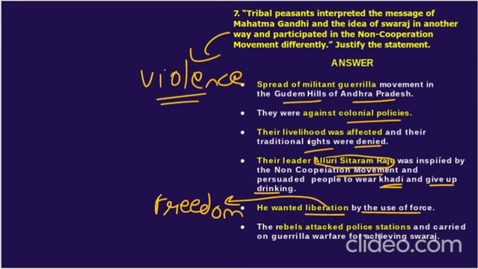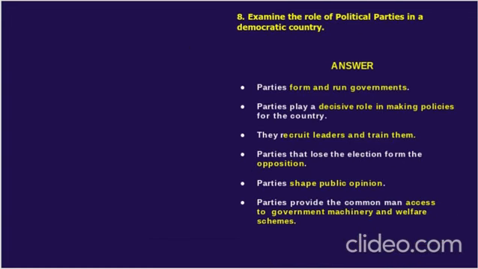Now, the rebels attacked the police stations and carried out guerrilla warfare to achieve Swaraj. To achieve Swaraj, the rebels attacked the police stations, and you very well know where it was done, in Chauri Chaura. Correct? In the Chauri Chaura incident, what happened? The non-cooperation movement was called off.